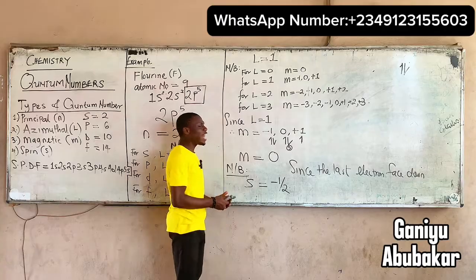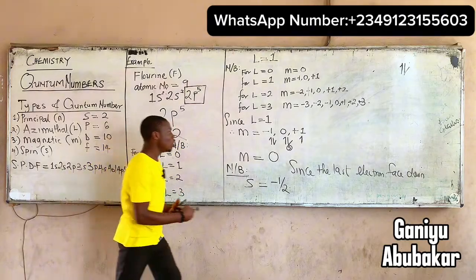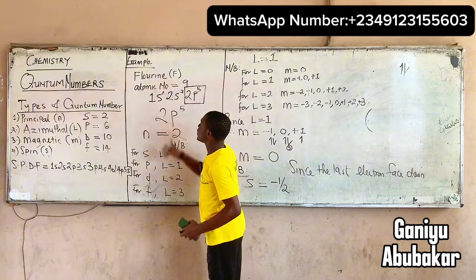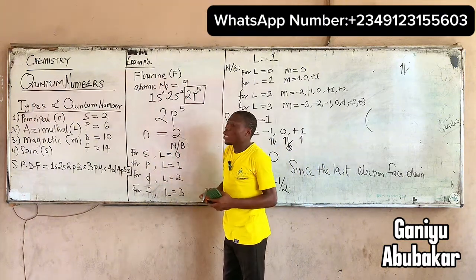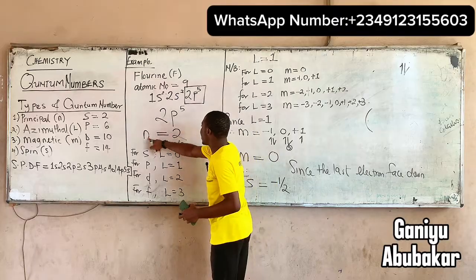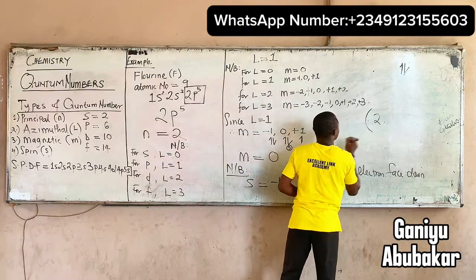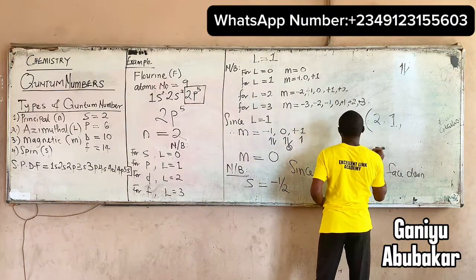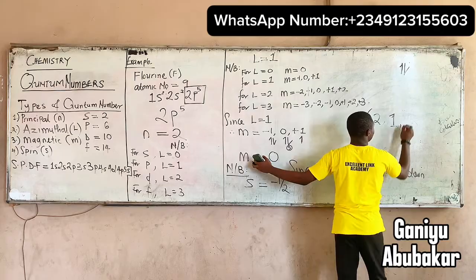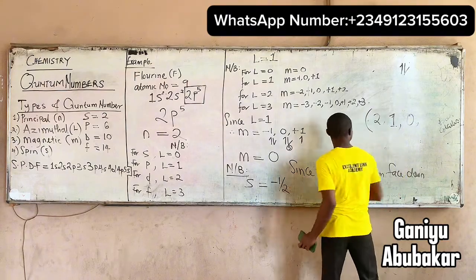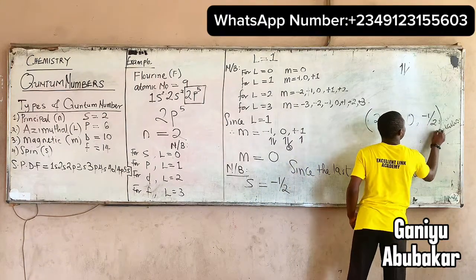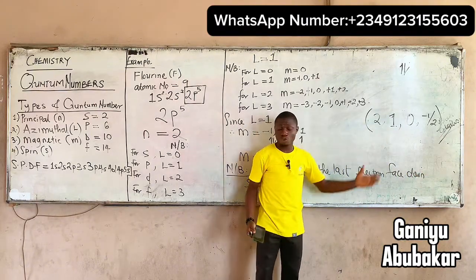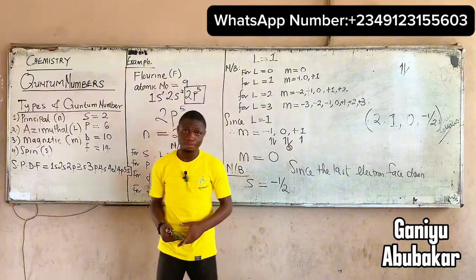So now, how do you represent all your answers? What are the quantum numbers of fluorine? N is 2, comma, L is 1, comma, magnetic is 0, comma, minus half. This is how to represent your answer. So this is how to find the quantum numbers of fluorine.